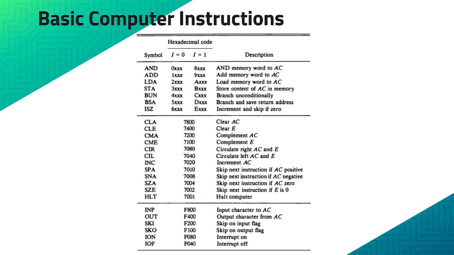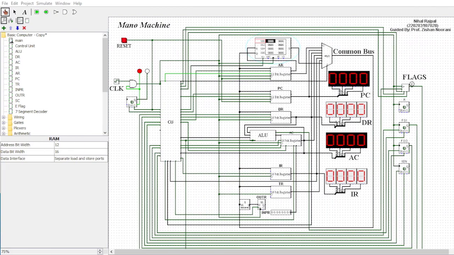So these are all the instructions supported by this computer. We have 7 memory reference instructions, 12 register reference instructions, and 6 IO instructions. So we have a total of 25 instructions, and yes, all of them are implemented in Logisim, so we can execute any of them. Without discussing much, let's quickly see the implementation.